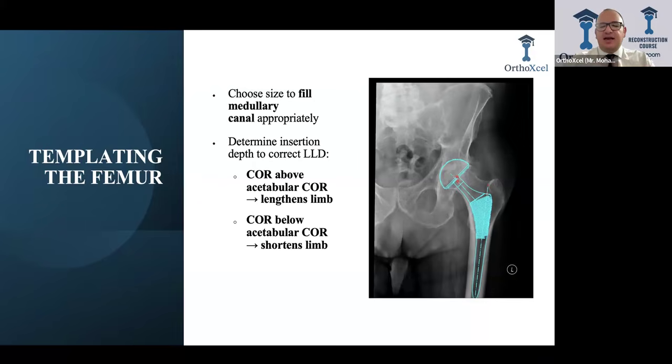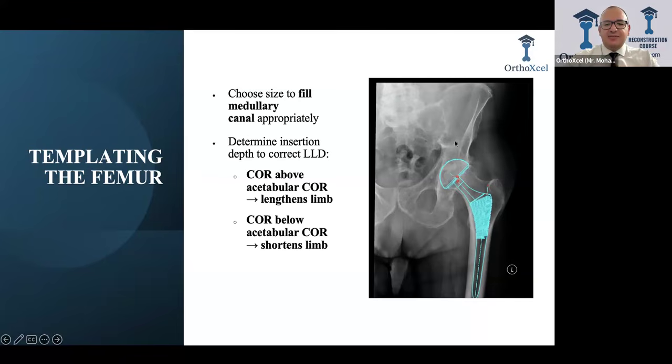So, central stem in the canal, no varus, no valgus. Try to get the stem nicely filling the canal, with just the shoulder under the greater trochanter, and you need to restore the offset up to getting the center of rotation of the trunnion on the center of rotation of the cup. What if I end up with the center of rotation of the stem trunnion below the center of rotation of the cup?